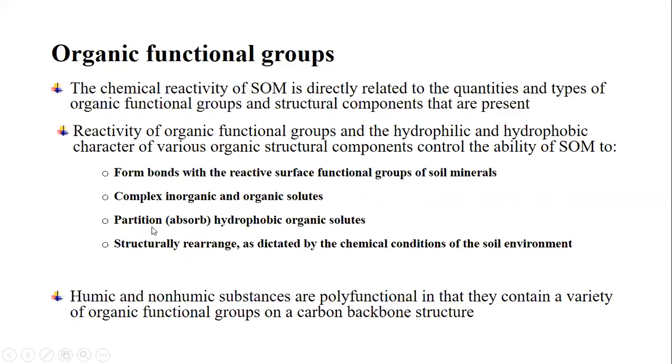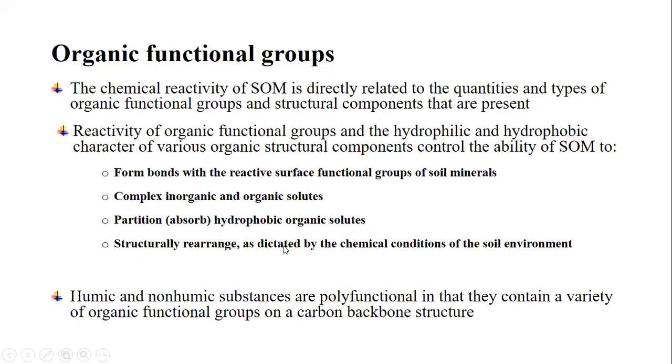Partition. Partition is in the organic sense, as if we talk about dissolution in the aqueous system. Partition, part of it will be attached, so it's separated from the rest in the organic, another organic part. So partition. Okay, absorb hydrophobic organic solutes. Of course, partitioning will happen only between organic. So they absorb the hydrophobic organic solutes.